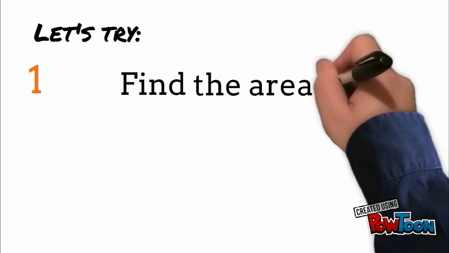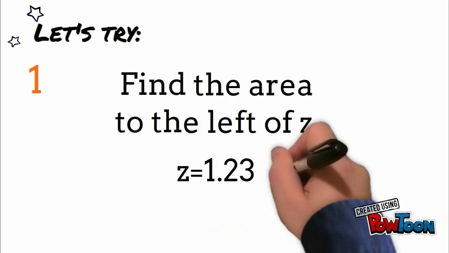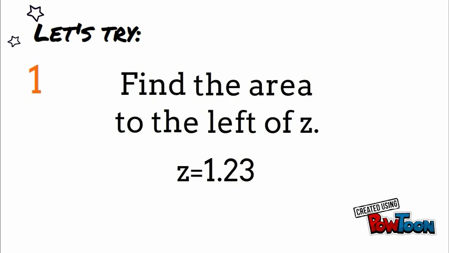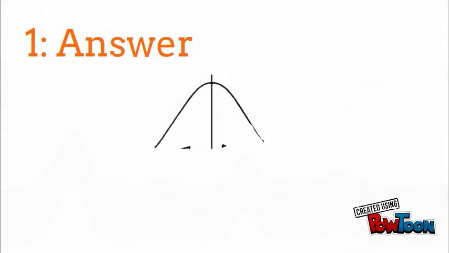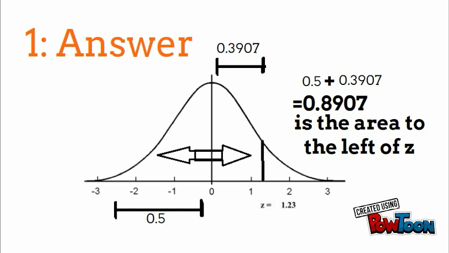Let's try now to find areas given a z-score. In our first problem, we'll try to find the area to the left of z. Let's say that our z-score is 1.23. This part of the area is 0.5 because it is half of the graph. This other part of the area was found by looking for z equals 1.23 on the positive z table, which is 0.3907. If we add them, then the area to the left of z is 0.8907.